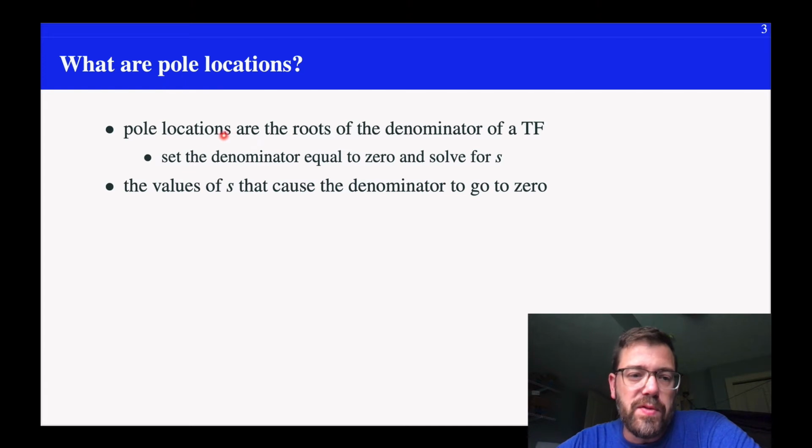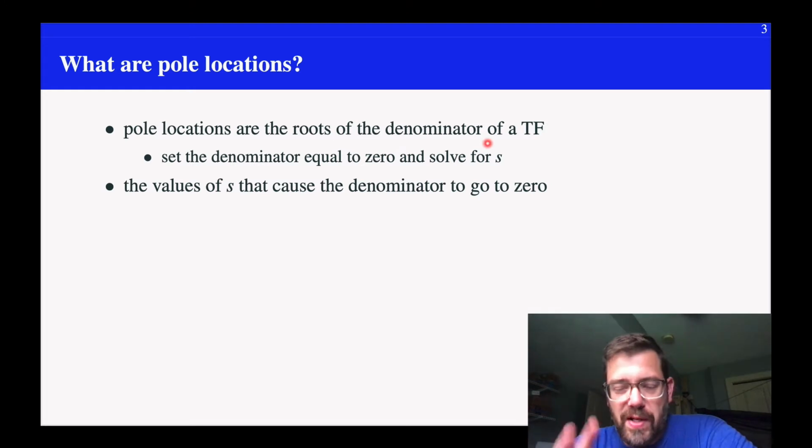So, in terms of definition, what are pole locations? When we say poles, we mean the roots of the denominator of a transfer function. So if I set my denominator equal to 0, what are the values of s that make that equation true? Or what are the values of s that cause the denominator to go to 0? What are the roots of setting the denominator equal to 0? I think those are all equivalent ways of saying the same thing.